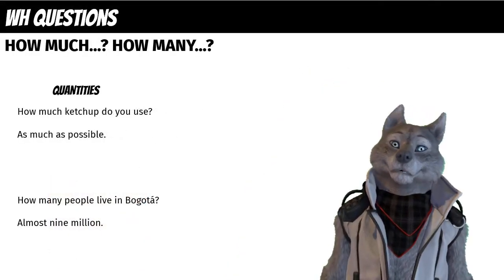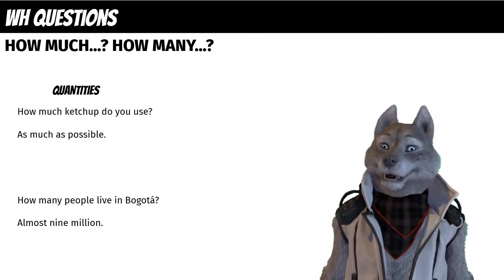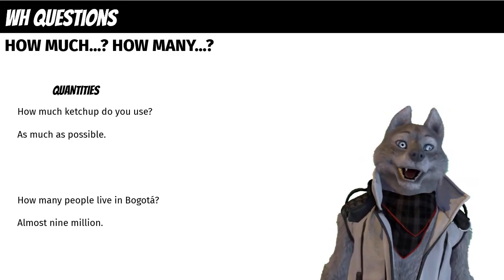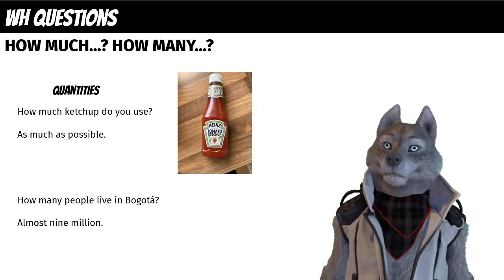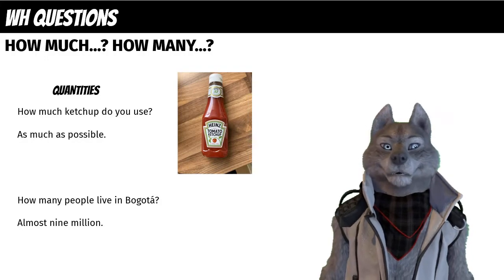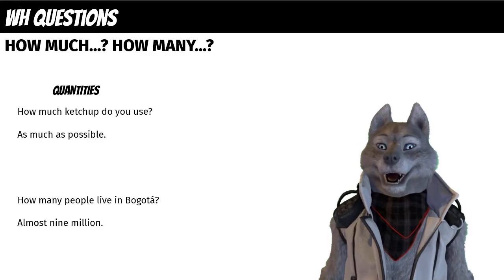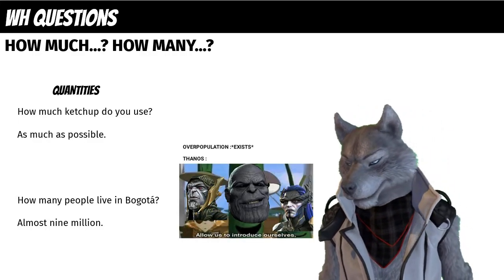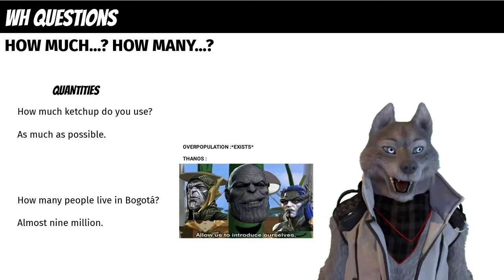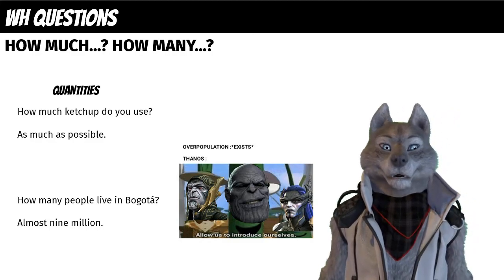Another combination with how much and how many for quantities. Why do we have 2 options? Well, mainly because how much is for the things we cannot normally count without a container. So for example, how much ketchup do you use? As much as possible. Well, I love ketchup. With how many, we ask for questions that we can actually count. Those objects are kind of, how many people live in Bogota? Well, too many. Almost 9 million. So as you can see, countable and uncountable is another topic in English that we could see later.